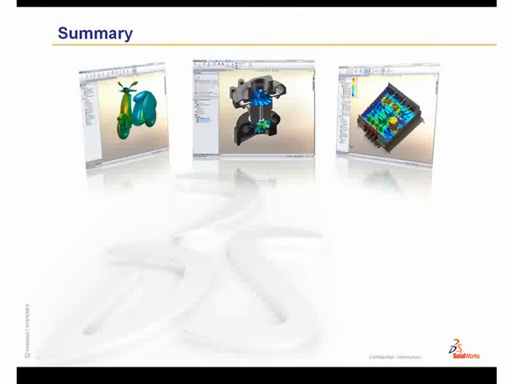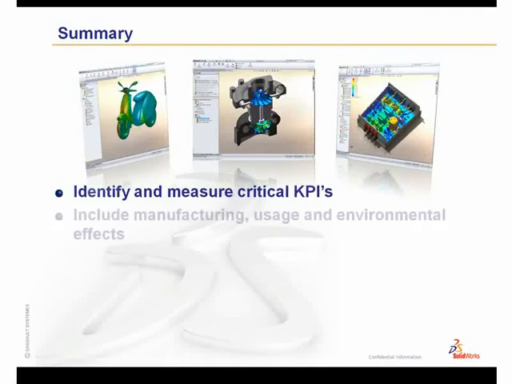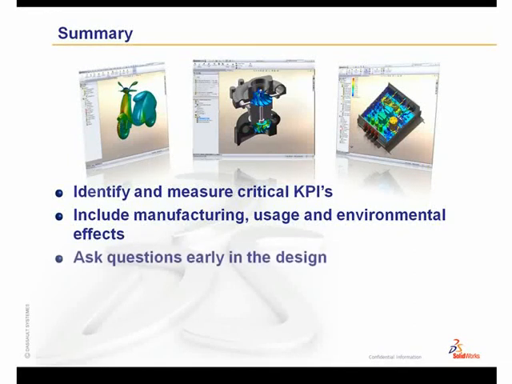In summary, when we think about asking the right questions of our products, the first step is to identify and measure your product's critical KPIs. With this identification and measurement in place, you now have a purpose for your simulations. Remember to include manufacturing, usage, and environmental effects in your simulations. By asking questions early on in the design phase, you will reap the greatest benefits.